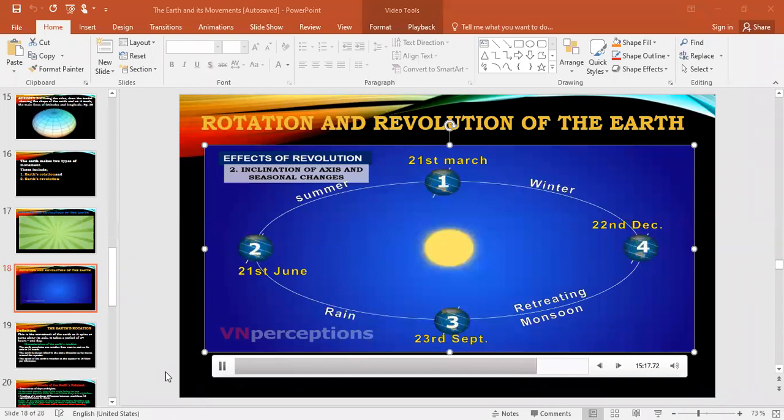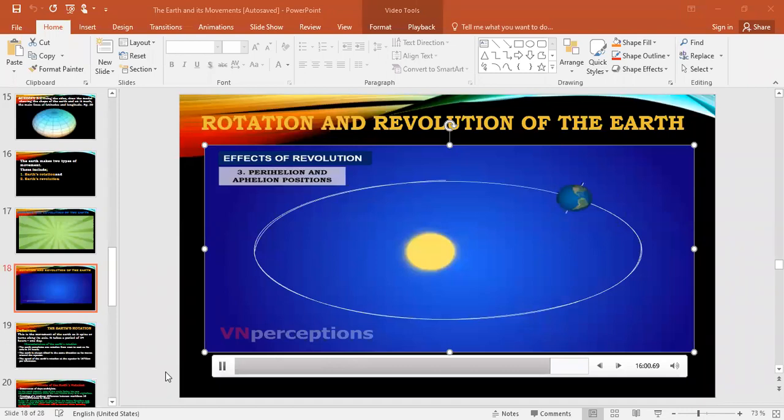As we come to the third position, once again the day and night are equal, and in this phase India experiences rain. When the earth comes to the third position, the entire earth has equal day and equal night. And as we come to the fourth position, the date is 22nd December. The southern hemisphere is facing the sun, and the vertical rays of the sun fall on the Tropic of Capricorn. And this is the time the northern hemisphere experiences winter solstice. So the first and the third positions are referred to as equinox because it is equal day and equal night. The first position is referred to as spring equinox, and the third position is referred to as autumn equinox.